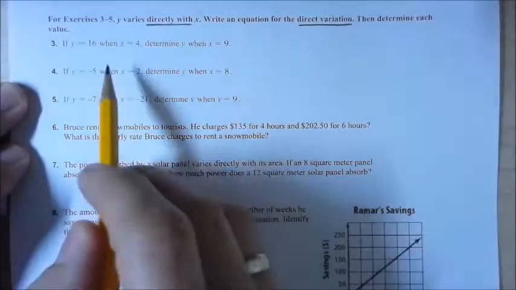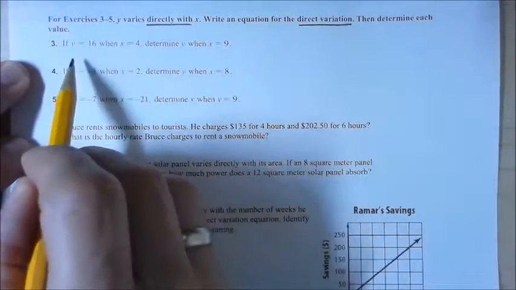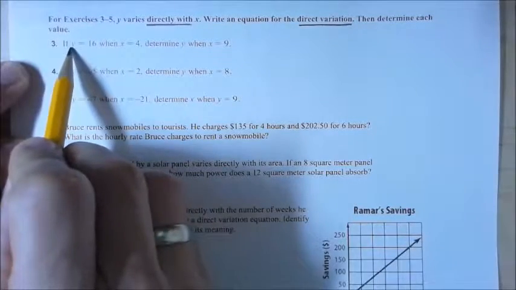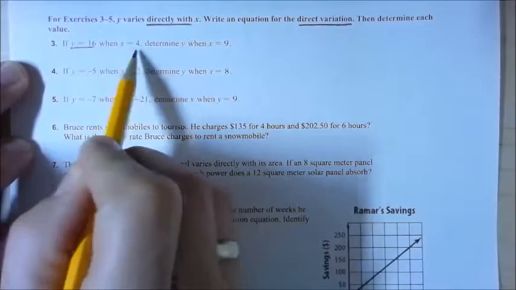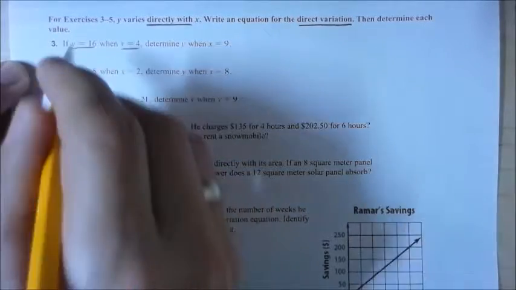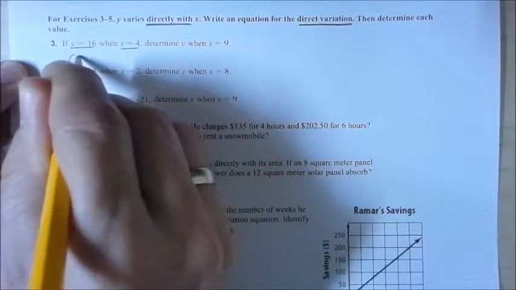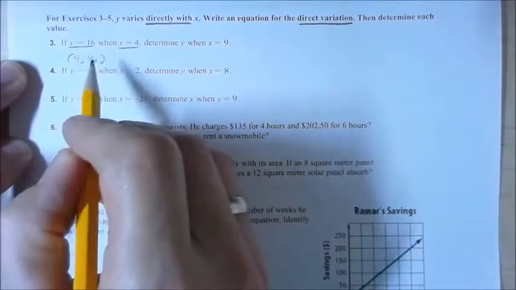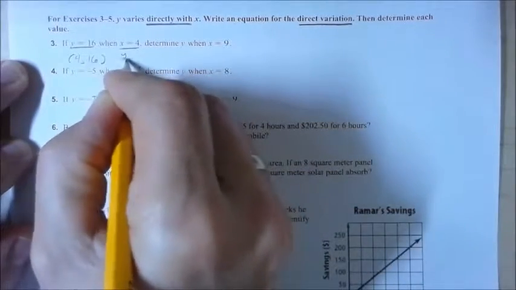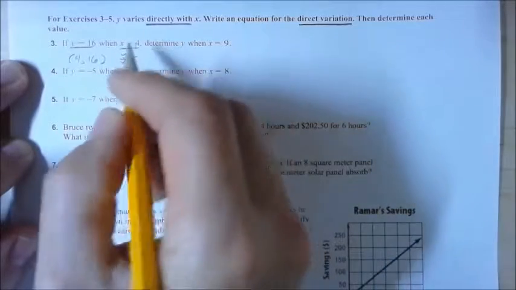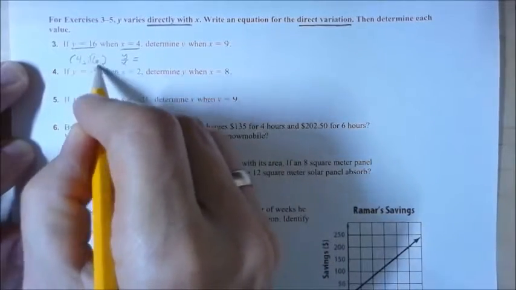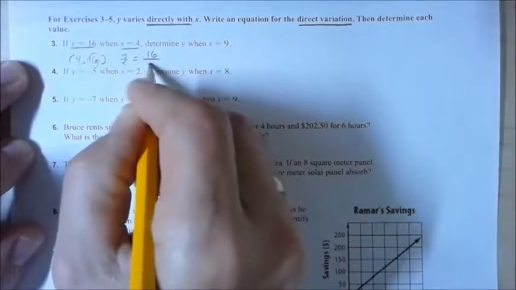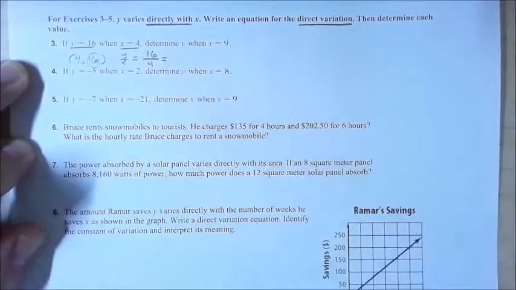So remember, if we're going to write an equation for this, the first thing we need to do is look at what is one of our ordered pairs, and it gives it to us. It says if y is equal to 16, x is equal to 4. So what it's really doing is giving us the ordered pair (4, 16). And when we have that ordered pair, we just have to put it as a ratio of y over x. That's going to be equal to 16, our y value, on top, and our x value, 4, on bottom. And now we just work that out.